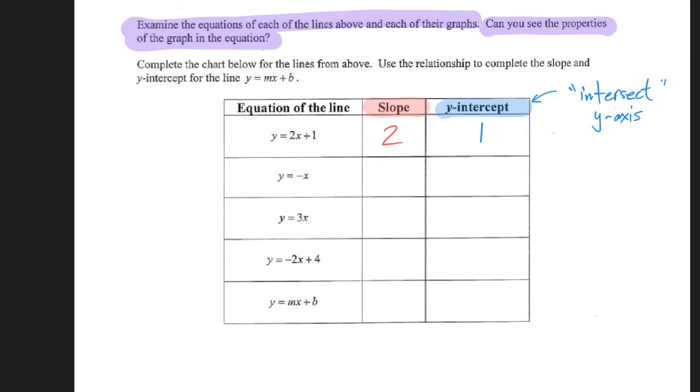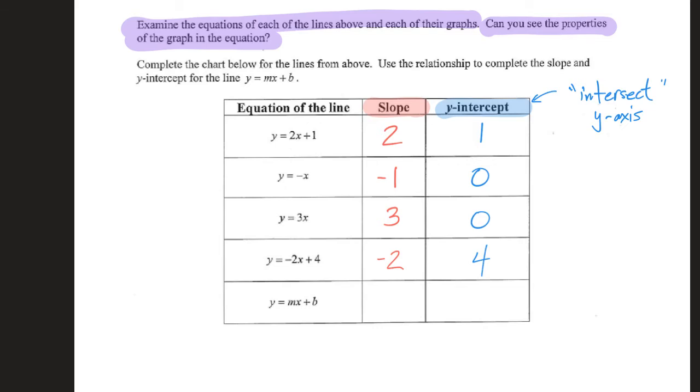Okay, and if we're back, then hopefully we have this as confirmation: we had a slope of -1 and a y-intercept of 0. We passed through the origin. We then had a slope of 3 and a y-intercept of 0. We passed through the origin again. And in the last one, we had a slope of -2 and a y-intercept of 4. Hopefully those match up. If they don't, then let's take a look back up at the graph and see if we can find our mistake.